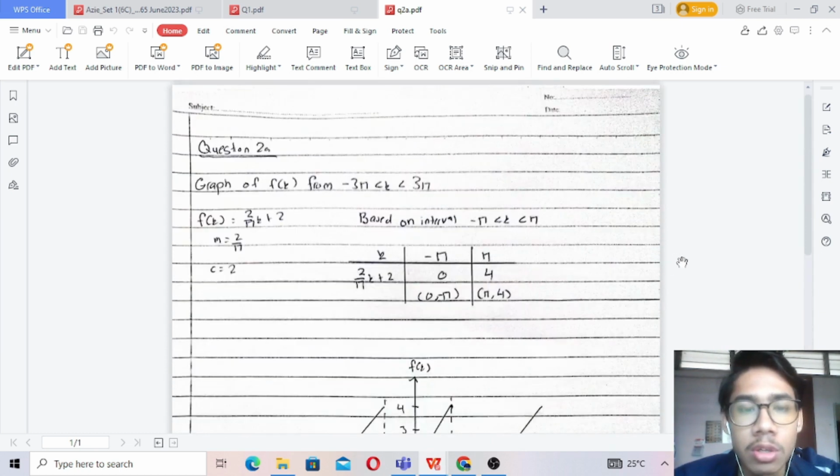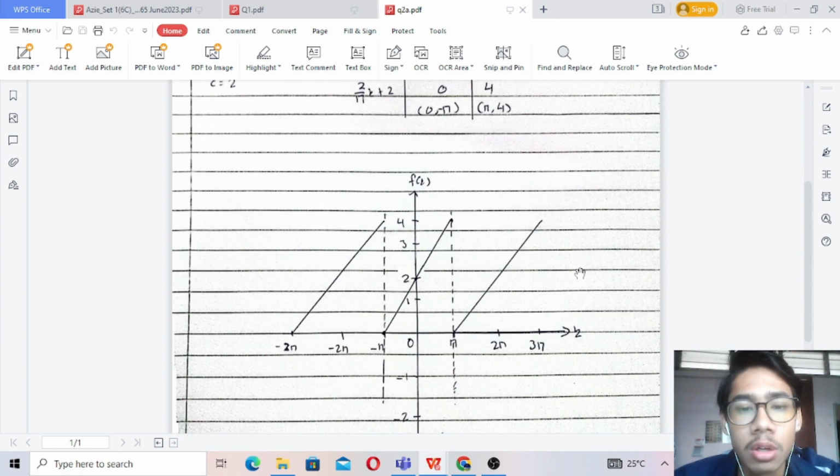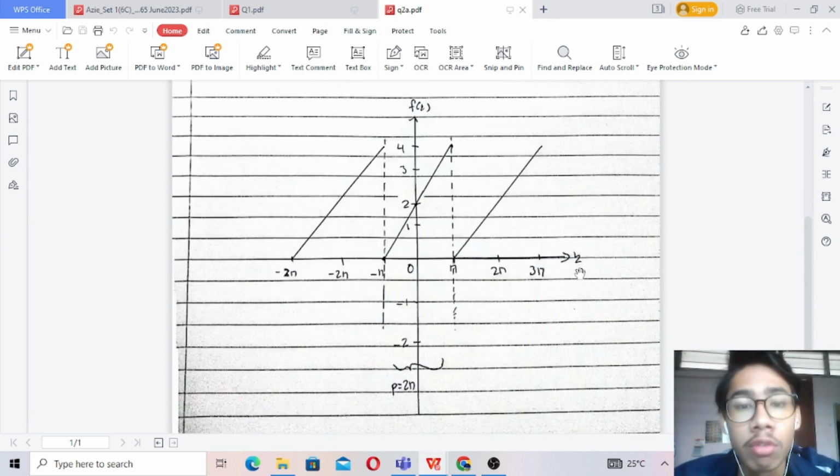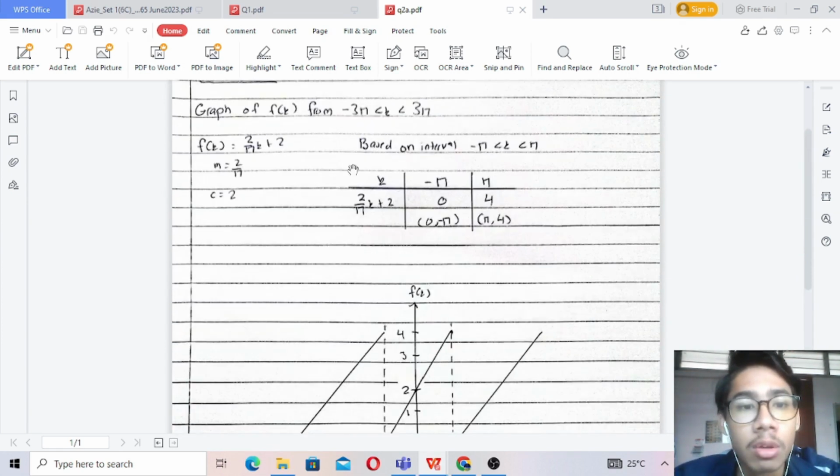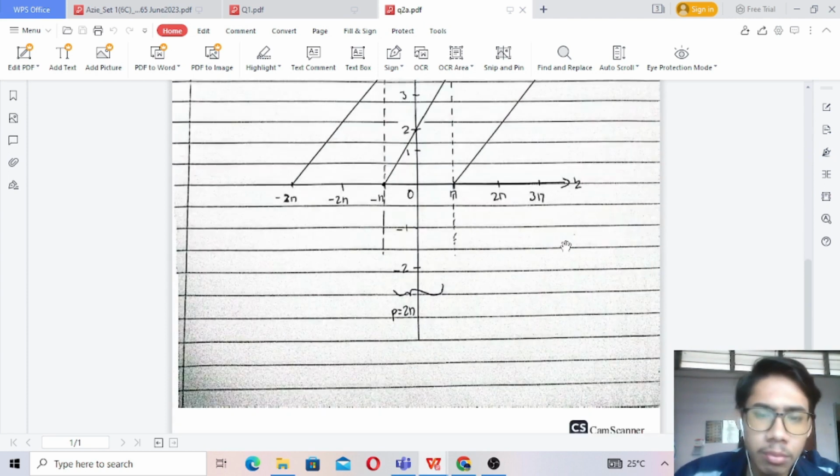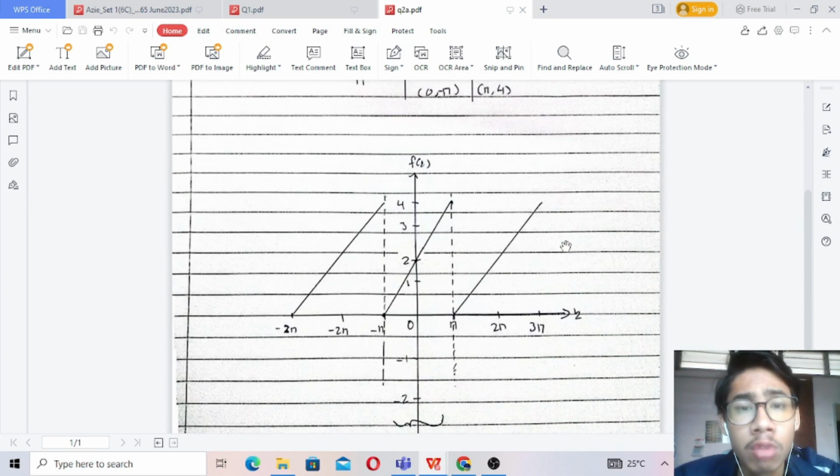So this is the graph of question 2a for negative 3 pi to 3 pi. So that is all for me. The rest of question 2b and question 3 will be presented by Muhammad Nur Amni bin Kariman. So that's all for me. Thank you.